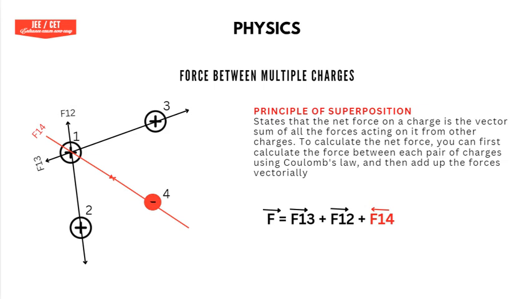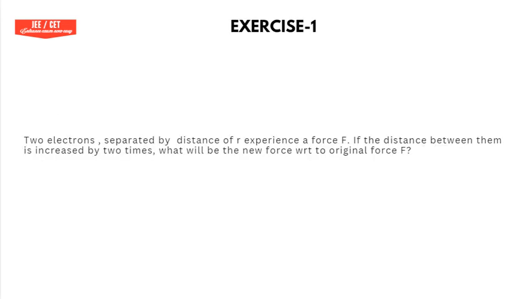Force is a vector quantity which has both magnitude and direction. Force between like charges is repulsive. Force is considered as positive, and force between unlike charges, that is attractive force, is considered as negative. In the diagram, net force on the charge 1 is equal to the vector sum of F13 plus F12 plus F14, and in this case magnitude of F14 is negative. With this theoretical background, we shall solve some relevant exercises.